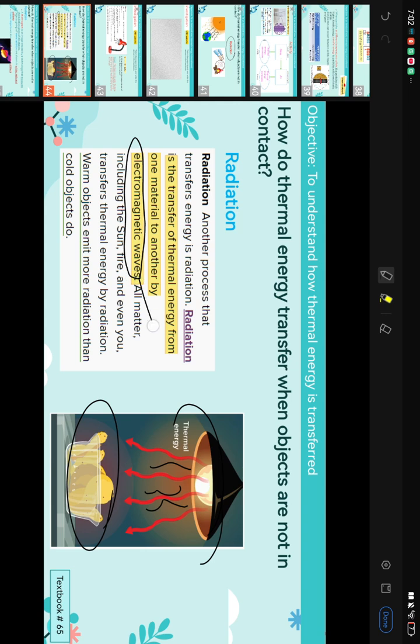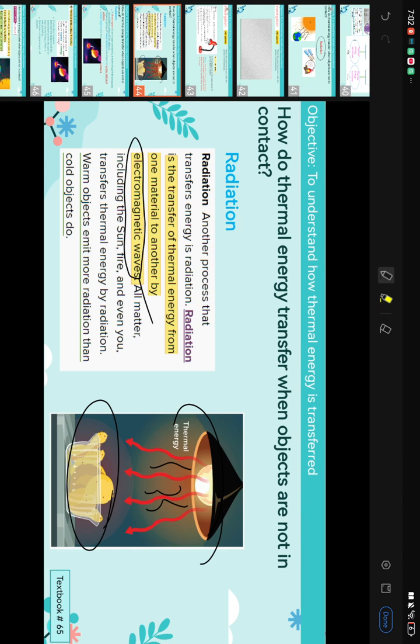So this is one of our keywords for today. What are electromagnetic waves? It's the wave form that occurs when radiation happens, transferring thermal energy from one material to another. A warm object emits more radiation than a cold one.